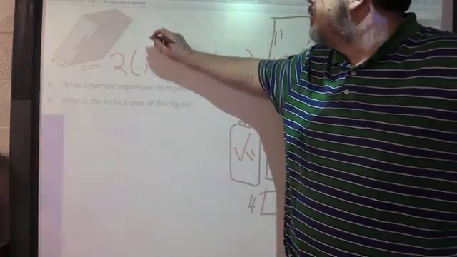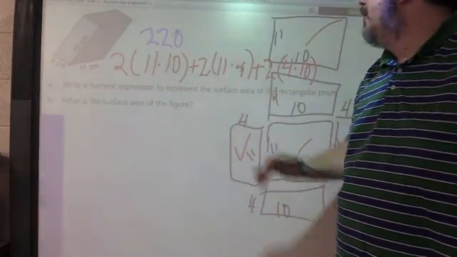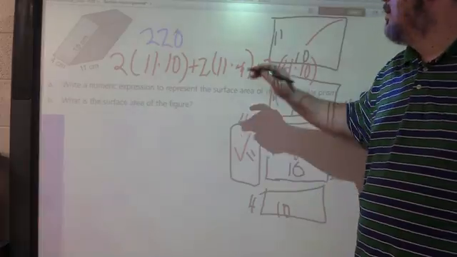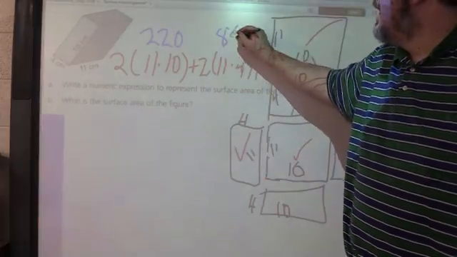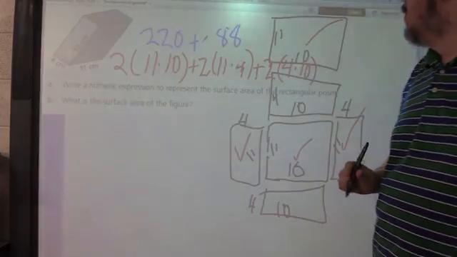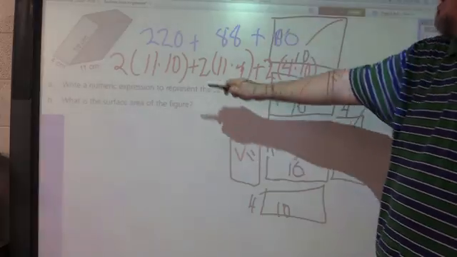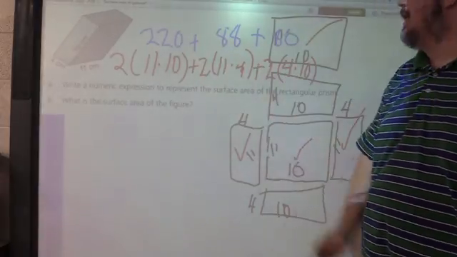110 times 2, 220. 11 times 4 is 44. 2 times 44 is 88. 4 times 10 is 40. 40 times 2 is 80. So we have 220 plus 88 plus 80.